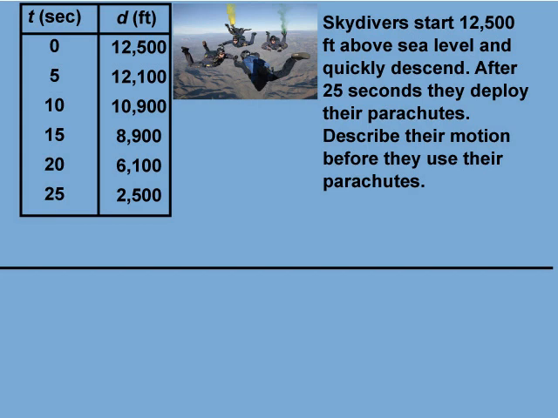Skydivers start at 12,500 feet above sea level and quickly descend. After 25 seconds, they deploy their parachutes. Describe their motion before they use their parachutes. In this example, we have time and distance data. The time data shows 25 seconds in 5-second increments. The distance data starts with a large number that decreases in a nonlinear manner.